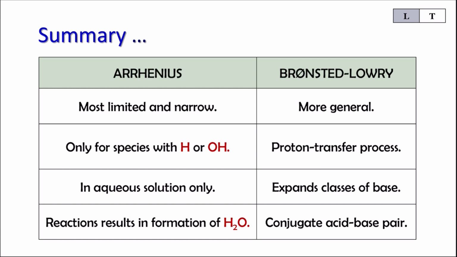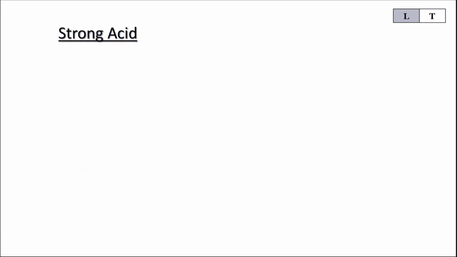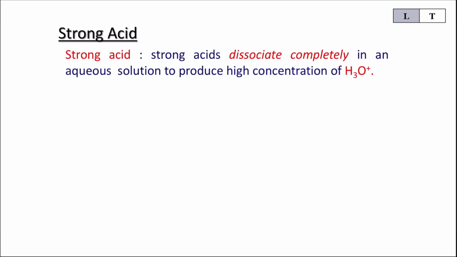So settle untuk bahagian definition of acid and bases based on 2 theories. Masih belum berhenti lagi video kita. Mari kita teruskan dengan definition untuk strong acid. Okey, strong acid diklasifikasikan sebagai acid yang dissociate completely in aqueous solution to produce high concentration of H3O+.